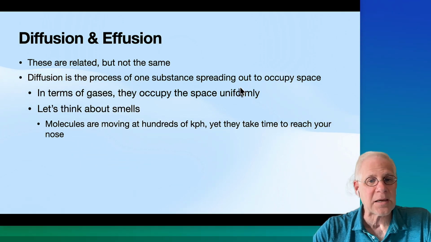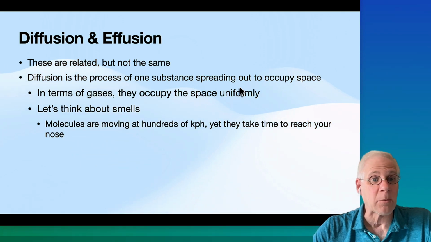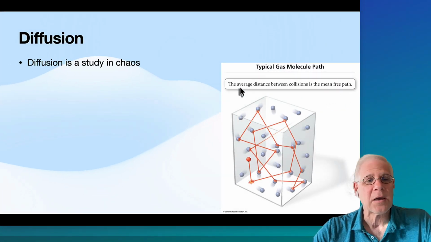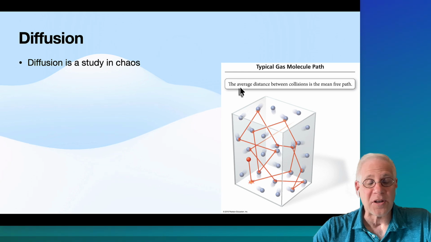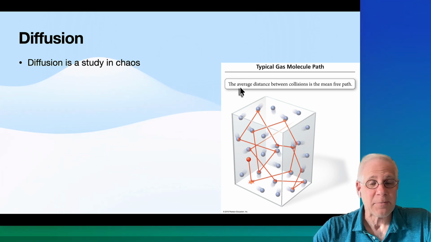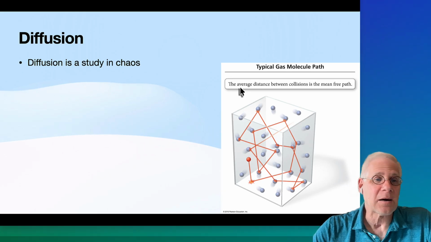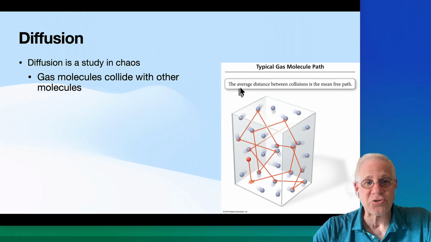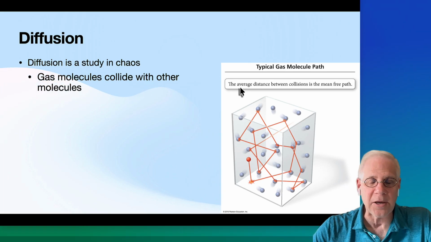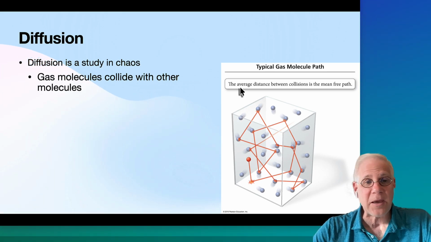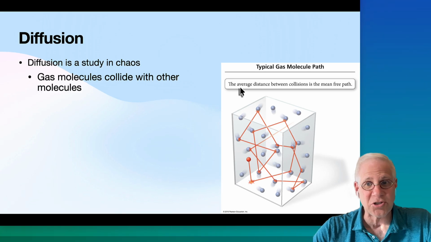And yet it can take a little while, or maybe somebody has some food and it takes a while for you to smell it. But why does it take so much longer than it seems like it should if they're moving that fast? Well, the process of diffusion is really a study in chaos. Molecules travel in a straight line until they collide with other molecules. And there's a lot of other molecules in the air. You might just have regular air molecules, nitrogen, oxygen. There's obviously other small molecules in there as well from all kinds of sources.